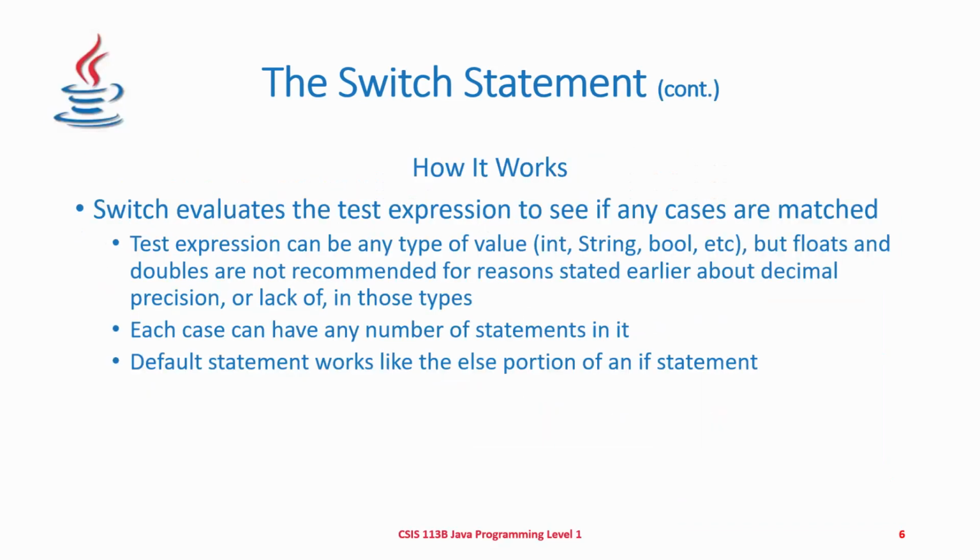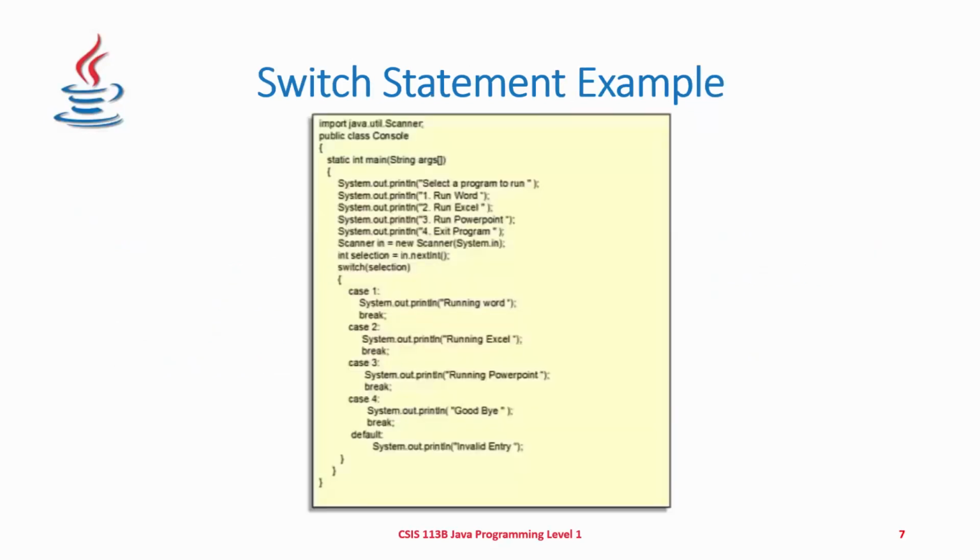So we've talked about how it works. Switch will evaluate the test expression to see if any cases are matched. The test expression can be of any type of value: int, string, bool, etc. But floats and doubles are not recommended, for reasons that we stated earlier about decimal precision, or lack thereof, of those types. Each case can have any number of statements in it, and the default statement works like the else portion of an if statement. Here is an example.